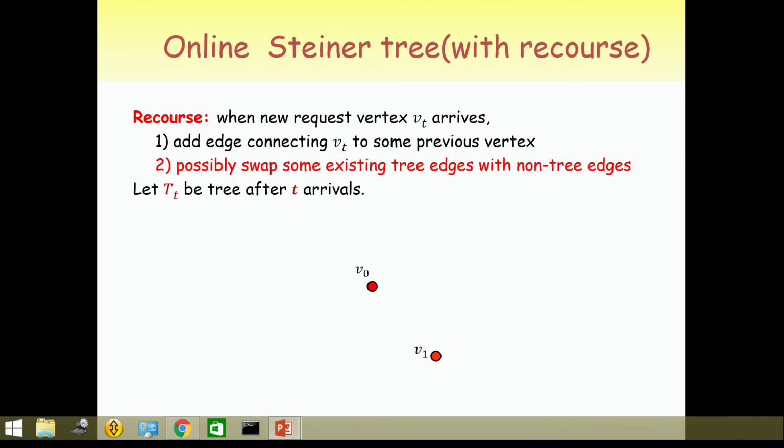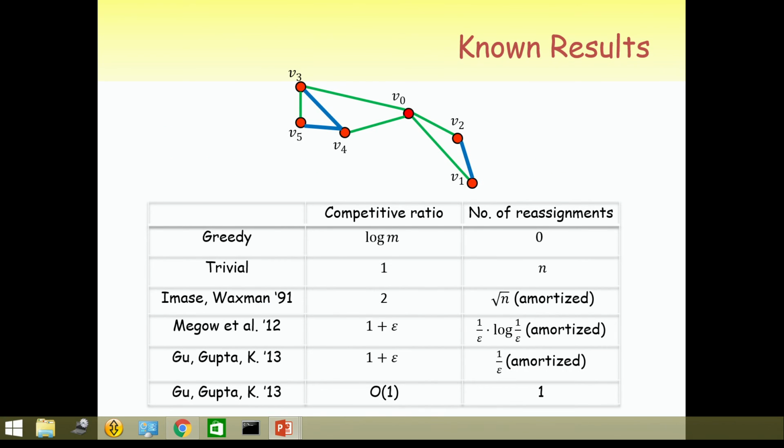Okay. Finally, let me talk about what is known for the Steiner tree problem. Remember, the question was that vertices arrive one by one, and you have to maintain a Steiner tree here. When a new vertex arrives, you could perhaps change some of the edges in your existing tree. So perhaps you could change this tree, and so on. Now here's what is known.